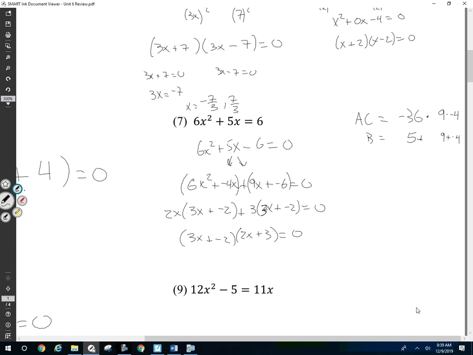All right, now that it's factored, we can find the solutions by taking both of these pieces, since they are a product, and seeing when they equal 0. So I have 3x minus 2 equals 0. I'll add 2, divide by 3, I get 2/3. And then I have 2x plus 3 equals 0. I'll subtract 3, divide by 2, I'll have negative 3/2.